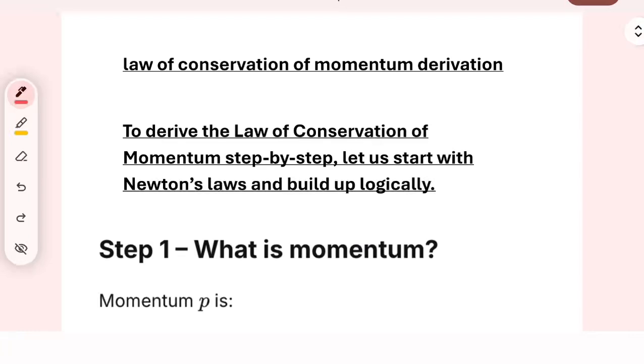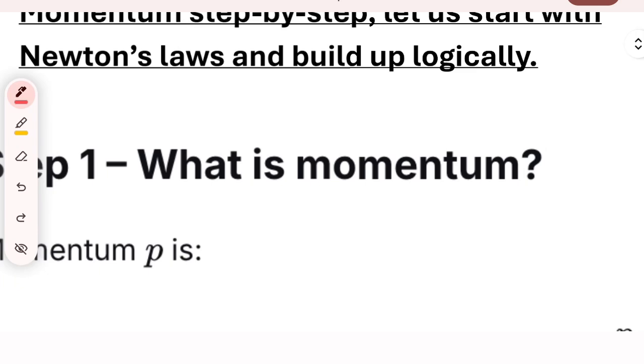Hello, everyone. So today, let me discuss the law of conservation of momentum and also derive the law of conservation of momentum. To derive it step by step, we should start with Newton's laws and build up logically. We will start with the famous Newton's laws, which we all know, and from there we will derive the law of conservation of momentum step by step.